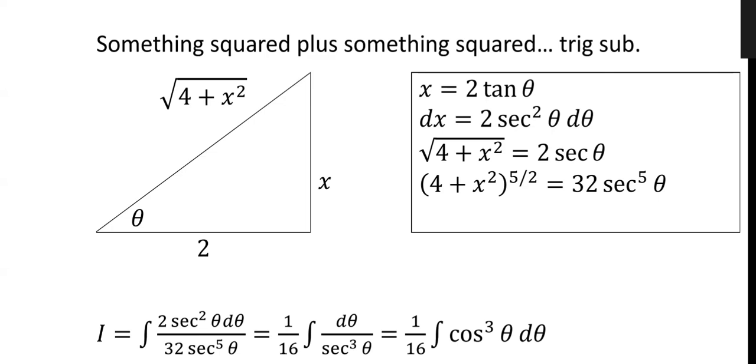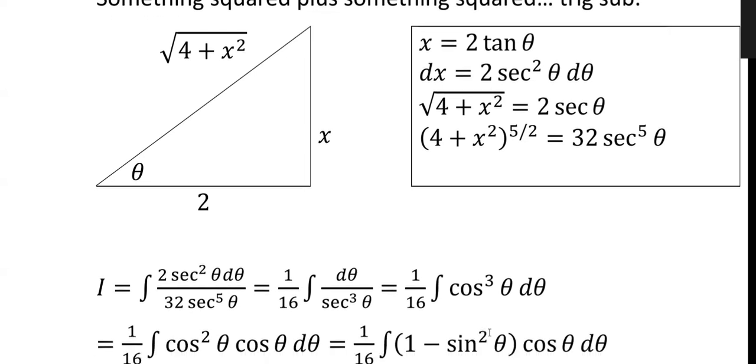And good thing it's on the bottom. Otherwise, we would have to find the integral of secant cubed, which is a nasty integration by parts. It's not that nasty, but I just don't want to do it. So luckily, it's on the bottom because that means it's cosine cubed. Okay? And now this is a typical trig integral.